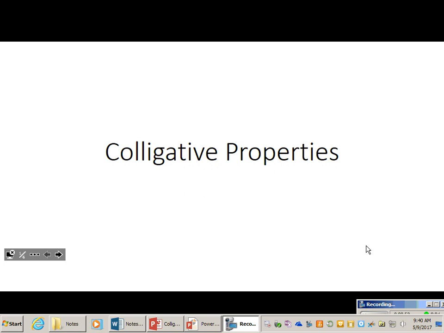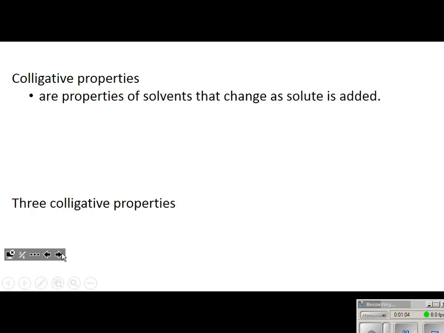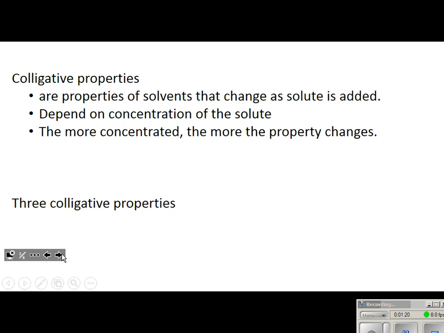And you can kind of think of the stuff that's dissolved into the solution as getting in the way of the solvent particles or causing some attractions that weren't there before. So the definition of a colligative property is that it is a property of a solvent. It is the solvent that is changing, not the solute, as we add solute to the solvent. The colligative properties depend on concentration, and the more concentrated the solute is, the more that property changes. So for dilute solutions, the property will change a little bit. Concentrated solutions, it's going to change a lot more.